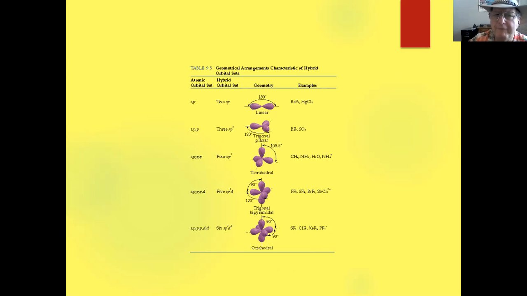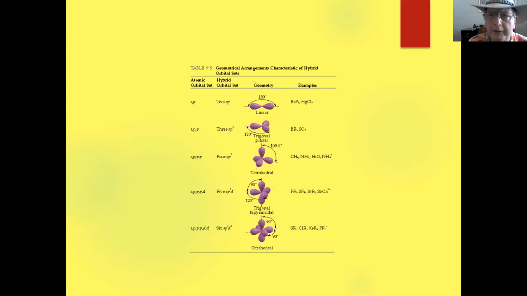The next one, when I have five things around that center atom, my hybridization is going to be SP3D, and that's going to dictate a trigonal bipyramid geometry. I have six things around, I got to grab another D orbital, SP3D2. Guys, I know you're kind of fuzzy on this, but let's look at the bottom line here.